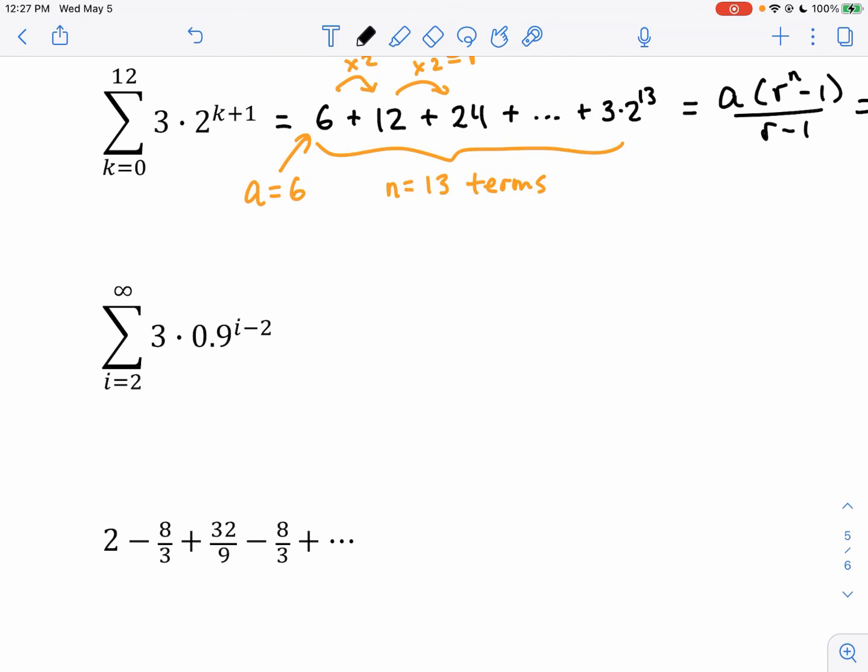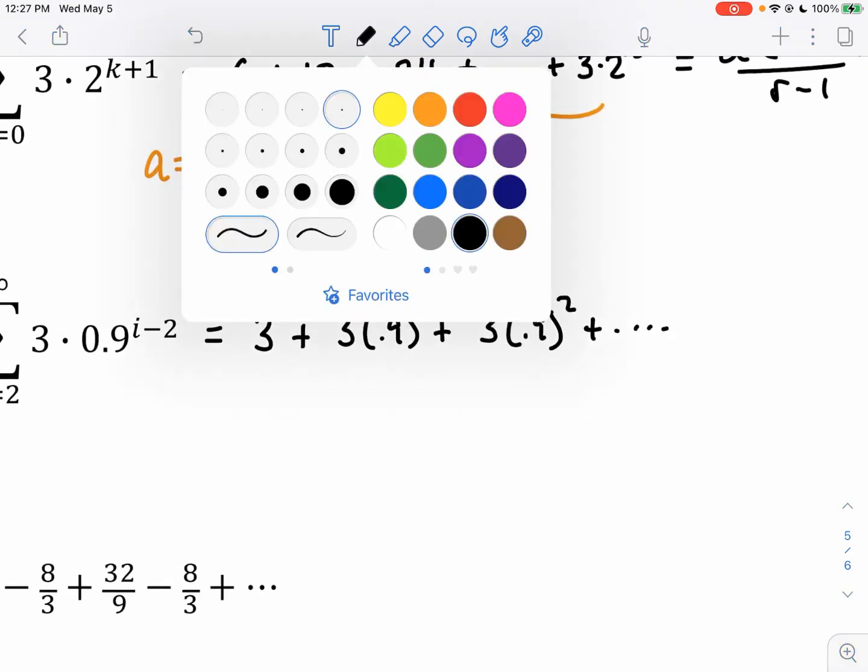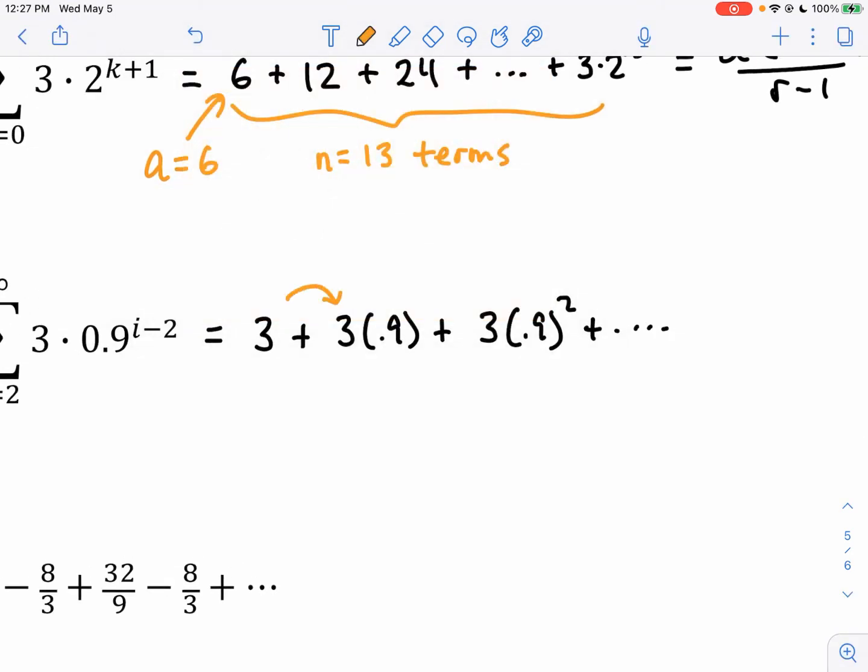And i starts at 2, so we're going to plug in 2 first. So we do 2 minus 2, that's going to be a 0. 0.9 to the 0 is just 1. So our first term is going to be 3 here. When i is 3, now we plug in 3. So we're going to get 3 times 0.9. And then the next one will be 3 times 0.9 squared, etc. And this will go forever. It does not end. This is certainly enough to see that we have a geometric series, right? We're multiplying by 0.9 to go from term to term. So the 0.9 is our ratio, and the first term is 3.